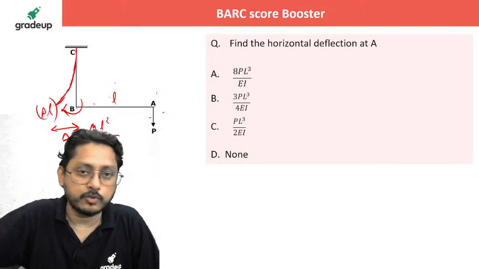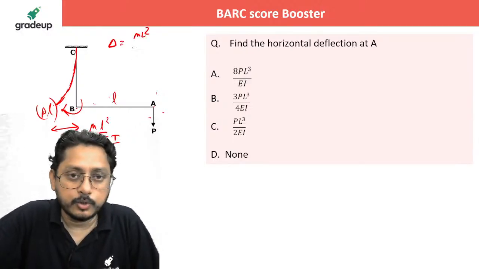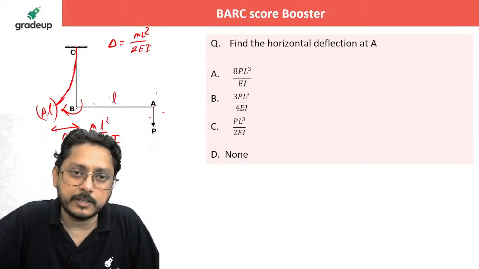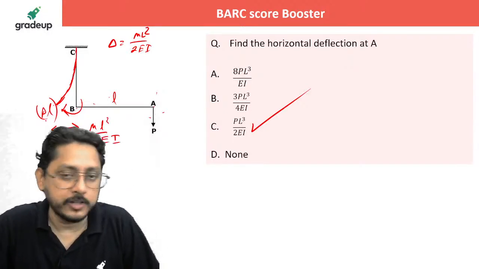ML square by 2EI. If it is not visible, I'll write down here. Delta is ML square by 2EI. Now what is M? The moment itself is P, so PL cube by 2EI. That's all. It is asking about horizontal displacement.